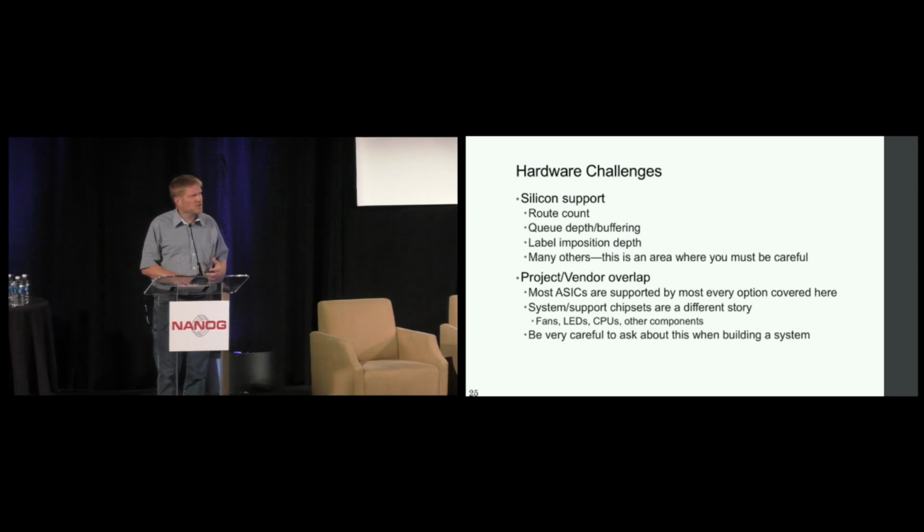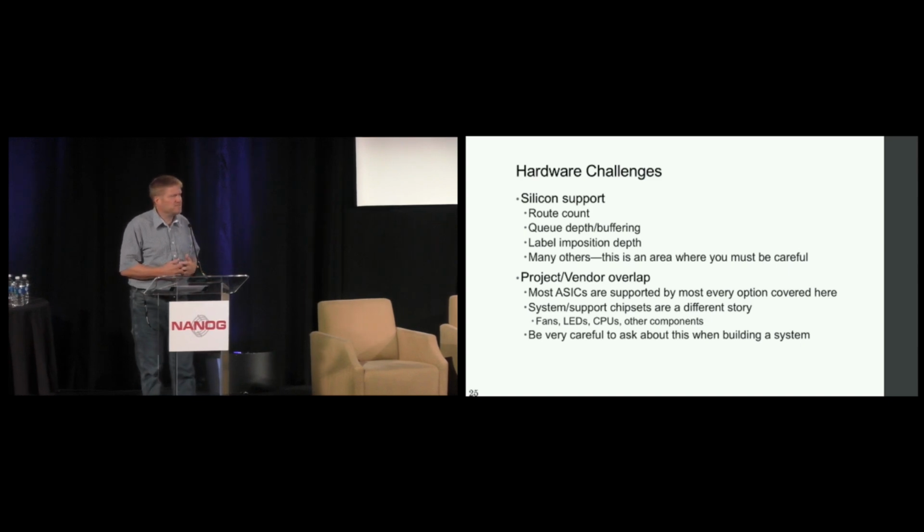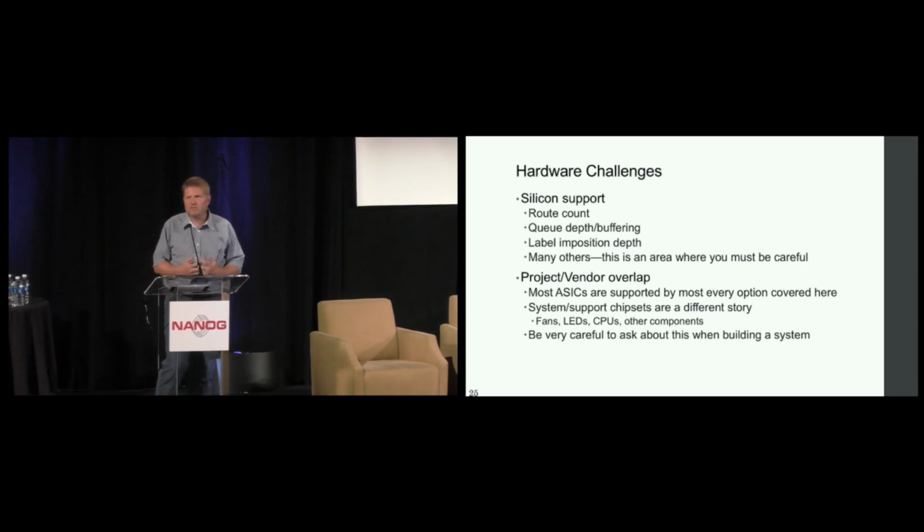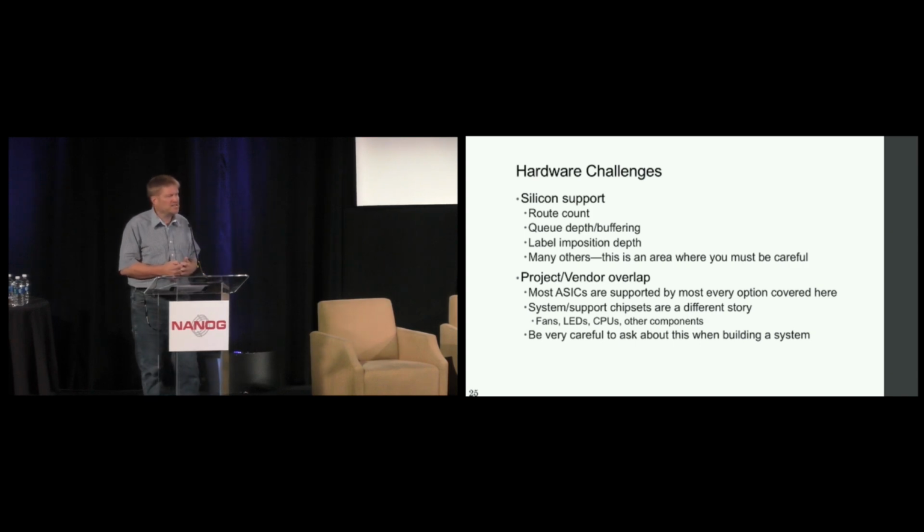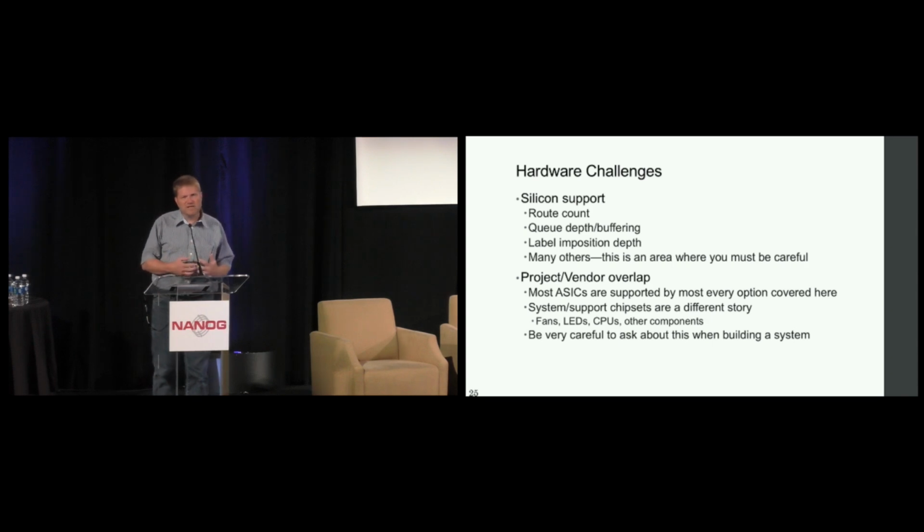Hardware challenges. Route count is low on a lot of these hardware platforms right now. Queue depth and buffering is variable. Label and position depth is very small in a lot of these things. If you're planning on deploying segment routing on top of these, you have to be very careful about your label stacks and what type of support you're going to get out of vendors in these areas. You need to do a lot of research on cost versus benefit analysis and a lot of research into what you get for your money in the silicon support area before making a decision.